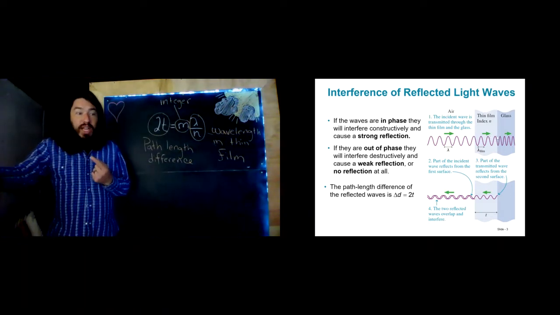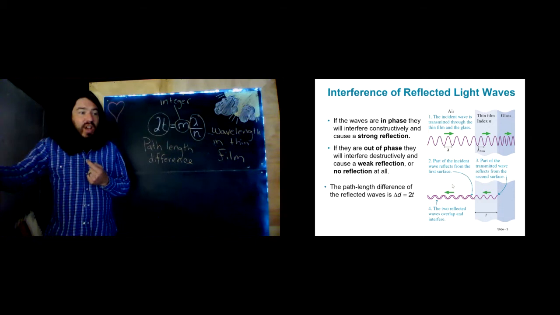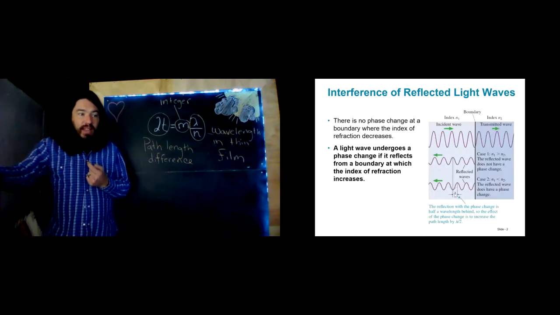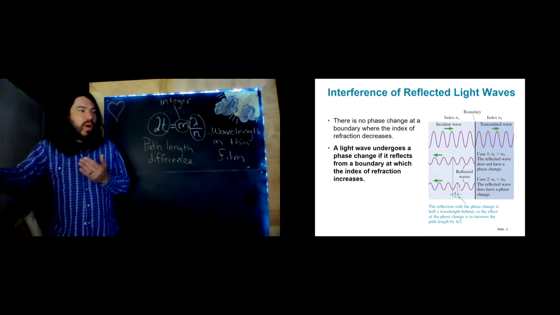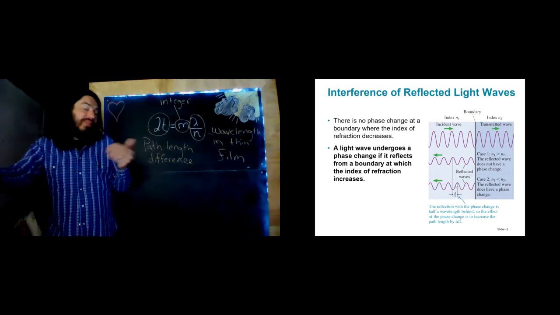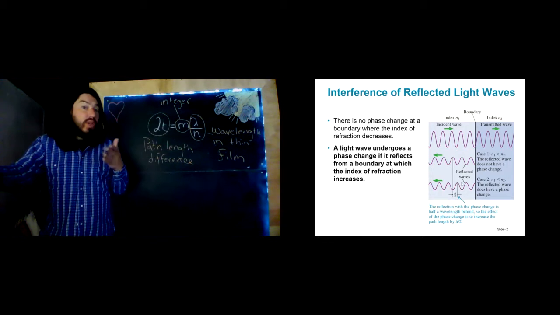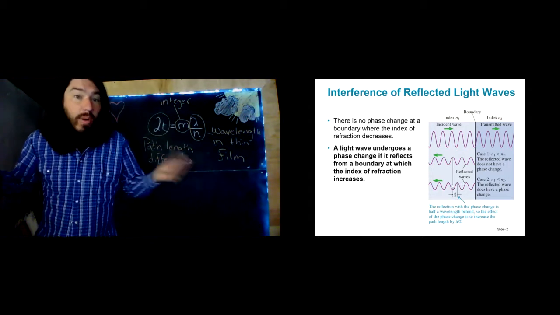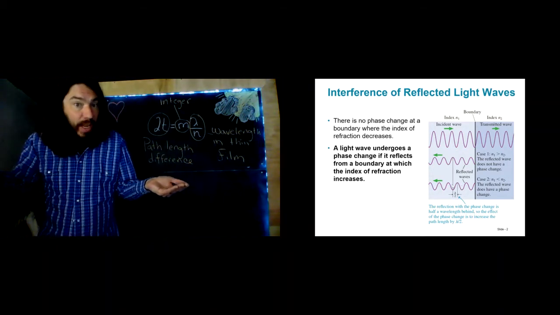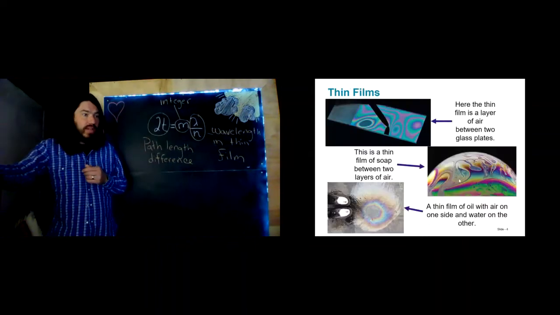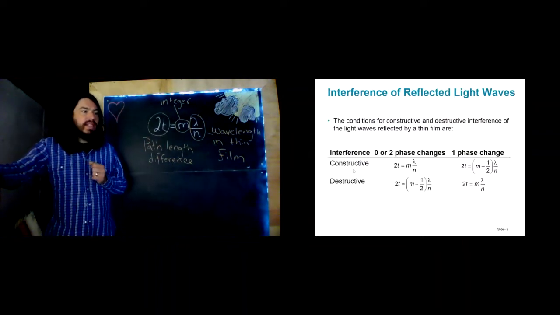If there's 1 phase change, it basically adds 1/2 of a wavelength to the reflected wave. And so that's why the equations kind of switch if we have 1 phase change. But if you get 2 phase changes, it's like adding a whole wavelength to the reflected wave, and we're back where we started. So again, we identify, are we constructive or destructive?